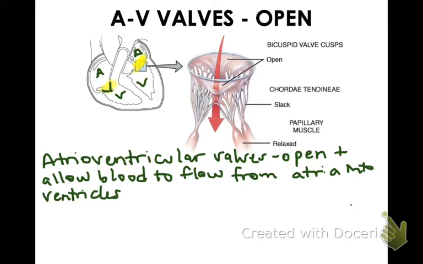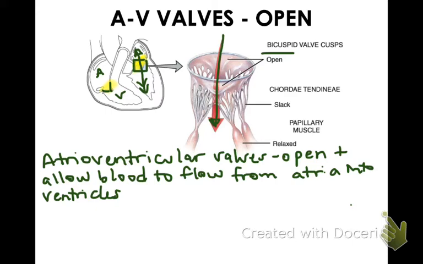So over here on this side, we've got a picture of what it looks like when the AV valves are open. Remember, the blood has just left the ventricles, so the ventricles are now empty. So we're going to refill them, and we're going to send the blood from the atria down into the ventricles. You can see a couple different things in this larger blown up picture. You can see the valves themselves. Remember, the names of them are the tricuspid and the bicuspid. Another name for the bicuspid is the mitral valve.